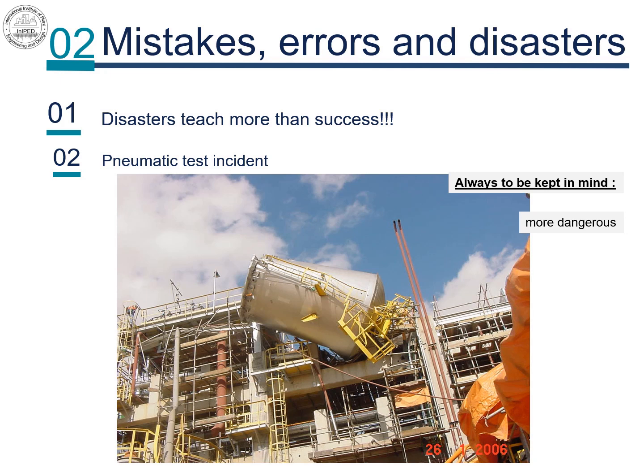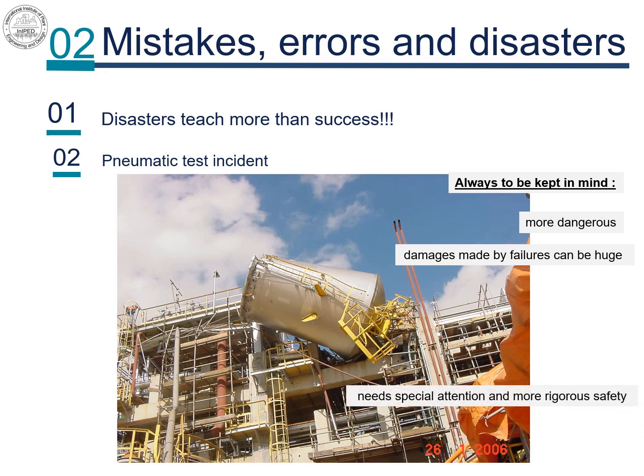Care must be exercised to minimize the chance of brittle failure during testing by initially assuring the system is suitable for pneumatic testing. It should always be kept in mind that damages made by failures in pneumatic testing can be huge, as shown in these photographs. Therefore, pneumatic testing needs special attention and more rigorous safety precautions. Using a pneumatic test instead of hydrostatic requires approval from the proper authority or body.